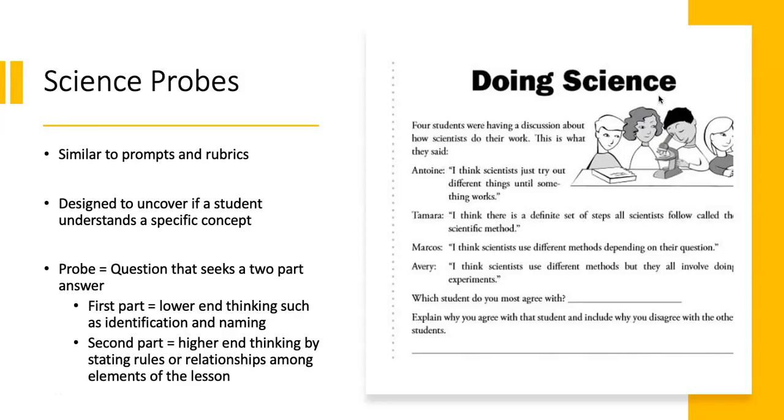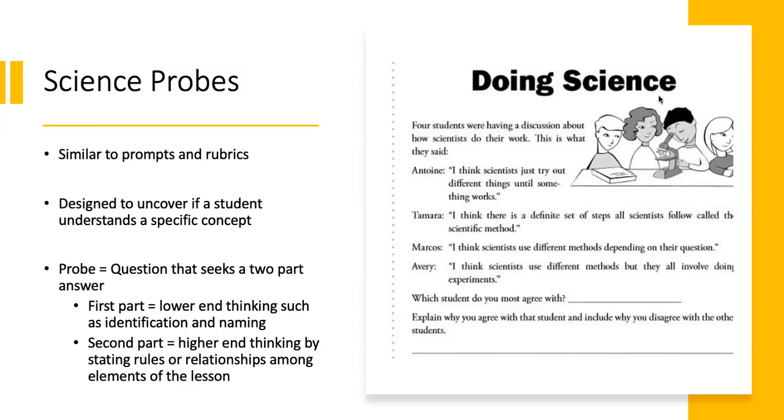And the younger the student, the more guiding you're going to need to provide. So, for example, the worksheet to your right would be something that you would use with kindergartners or first graders. So here we have 4 students that are discussing how scientists do their work. And this is what they said. And so you can see 4 different student responses.